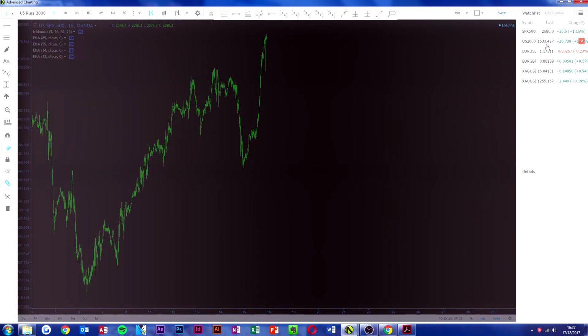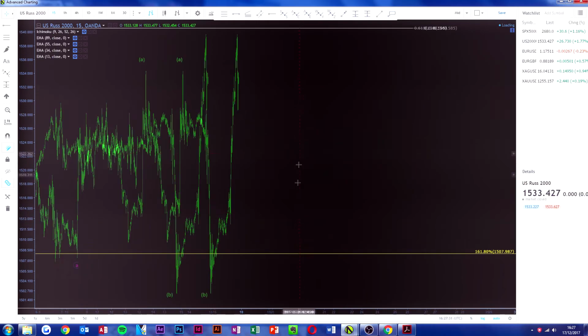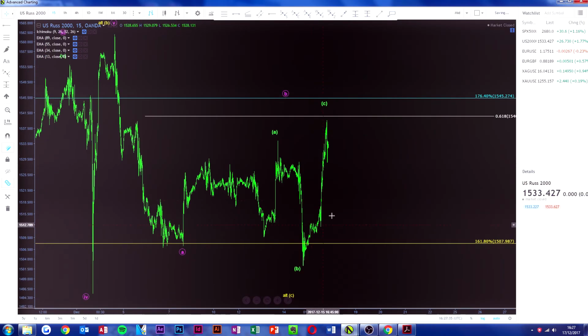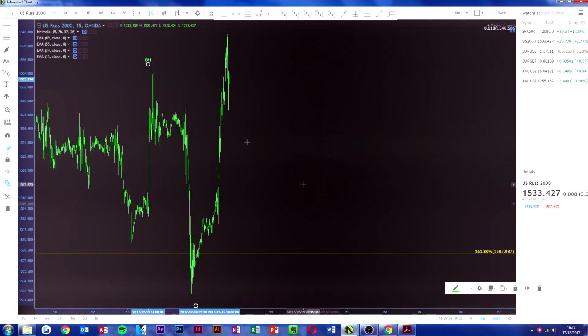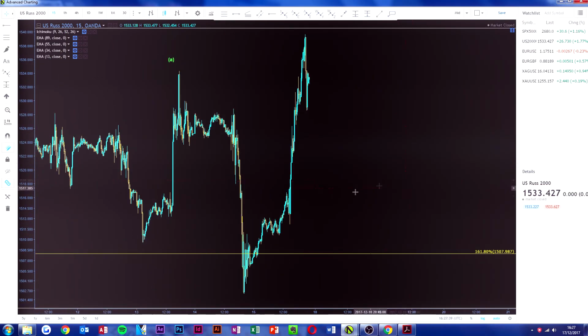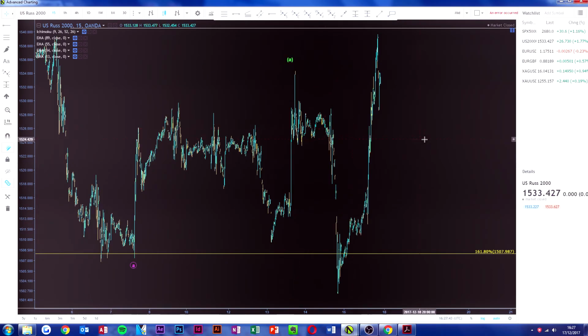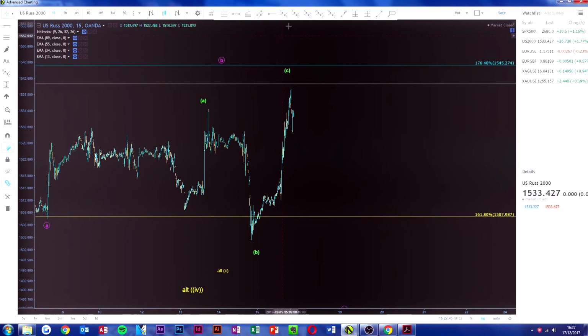The same on the US 2000 here, US Russell, which is looking like it's coming to a top relatively soon also. I don't have this counted out right now in the 15-minute chart, but if we see any kind of impulse to the downside with a flag, that could be a good sell on the break of the flag, of course.